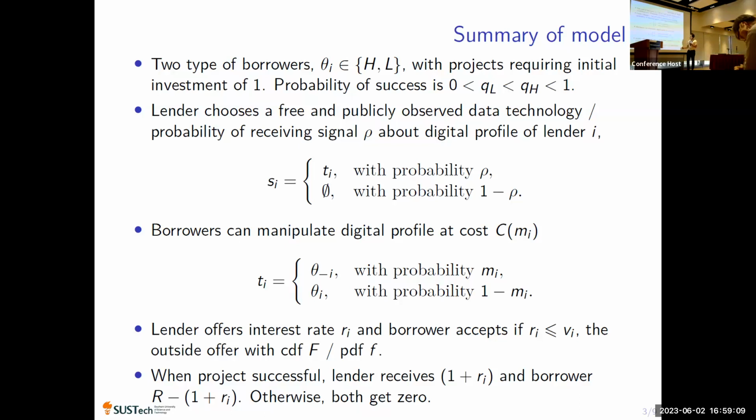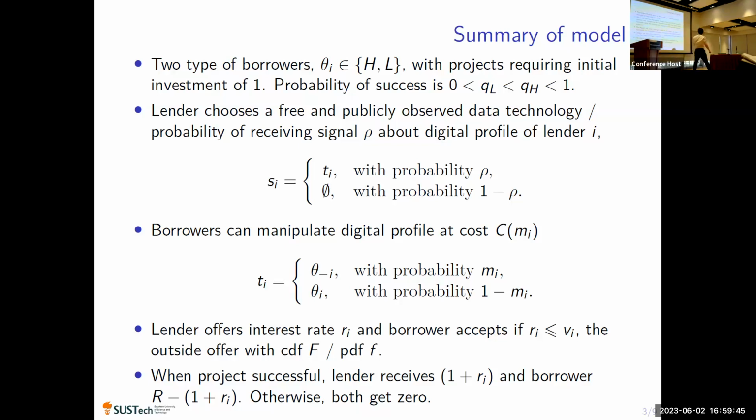In the second stage, the lender observes the signal and offers an interest rate to the borrower. And the borrower accepts the interest rate if the interest rate is lower than an outside option. Okay. And then eventually everything is resolved, and when the project is successful, the lender receives 1 plus the interest rate, and the borrower receives the payoff times what the lender is receiving. Otherwise, everyone gets zero. All agents are risk neutral and just maximize this expected payoff.